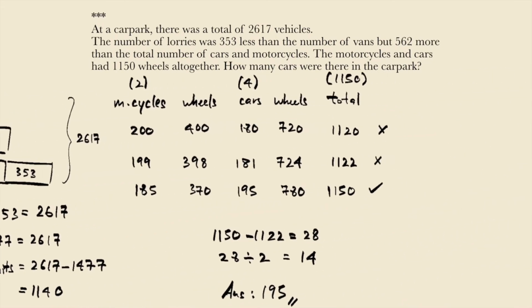From here, it becomes a pretty standard guess and check question. That will be 380 motorcycles and cars with a total of 1150 wheels. Motorcycles have 2 wheels each, cars 4 each. So start guessing and checking all the way, the usual method, and arrive at the answer of 195 cars.